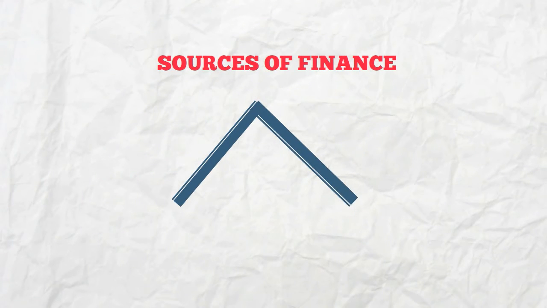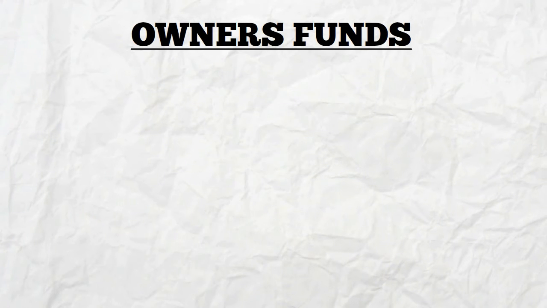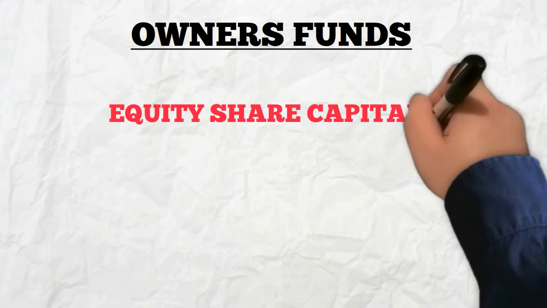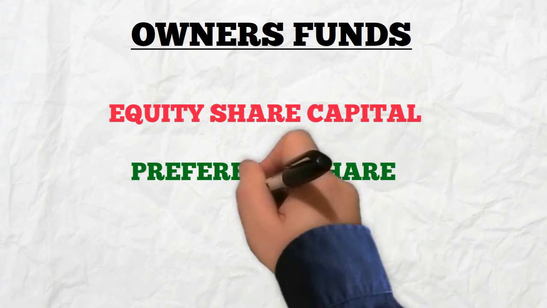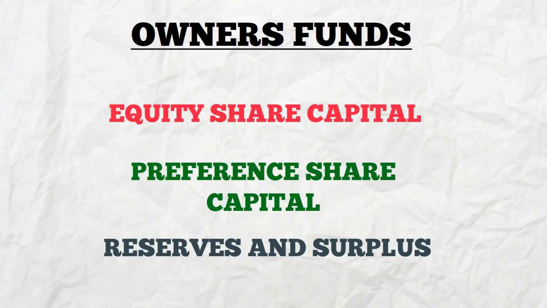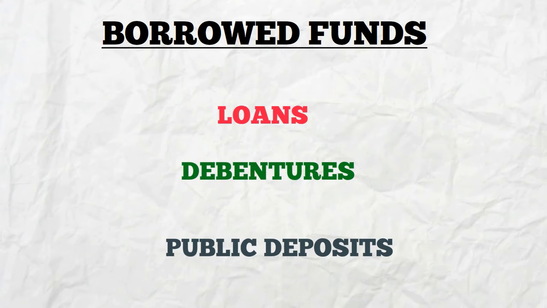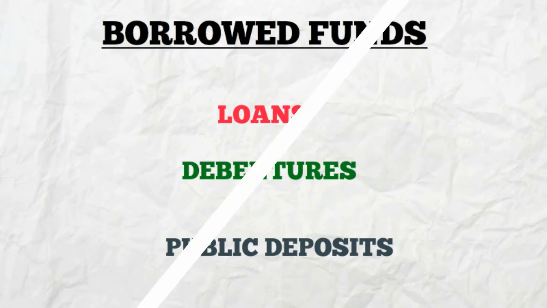Sources of finance basically have two categories. One category is owner's funds and the next category is borrowed funds. Now, can you all tell me examples of owner's funds? First comes the equity share capital, second comes the preference share capital, and third comes the reserves and surplus. Similarly, borrowed funds consist of loans, debentures, and public deposits. Great.